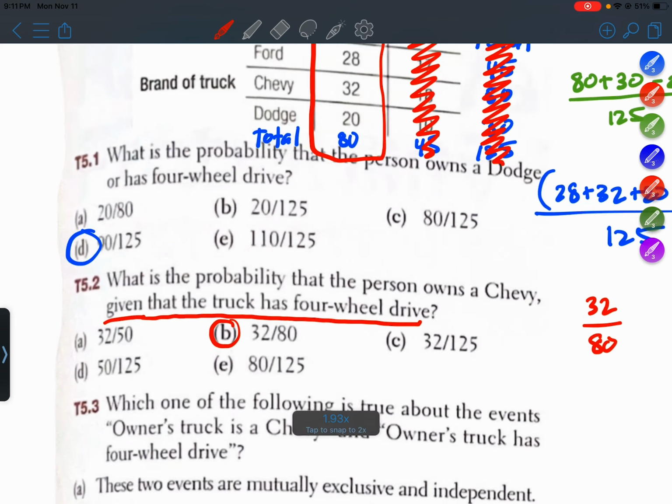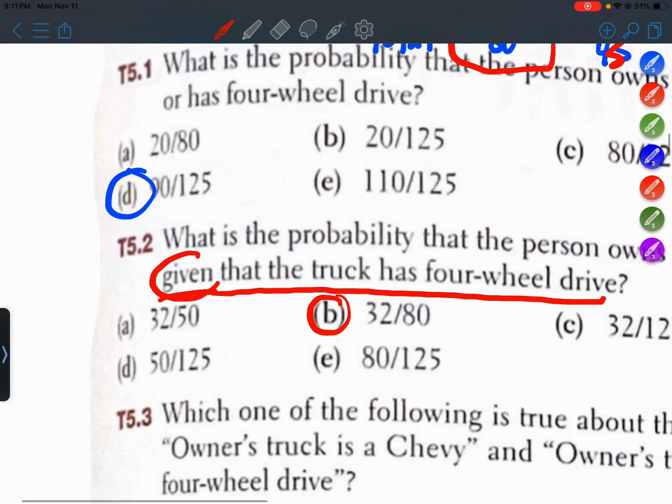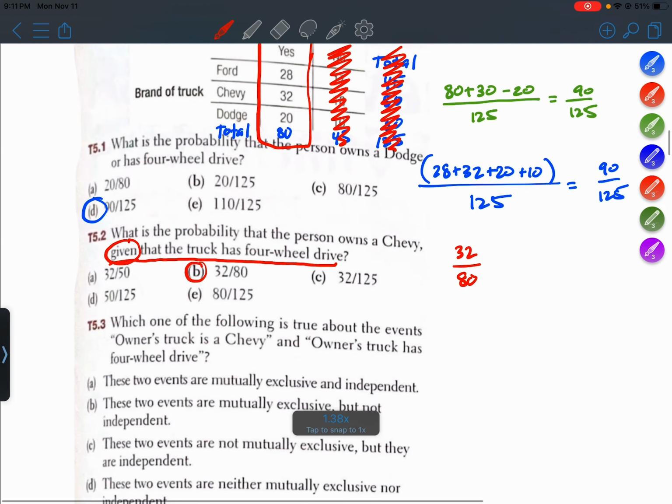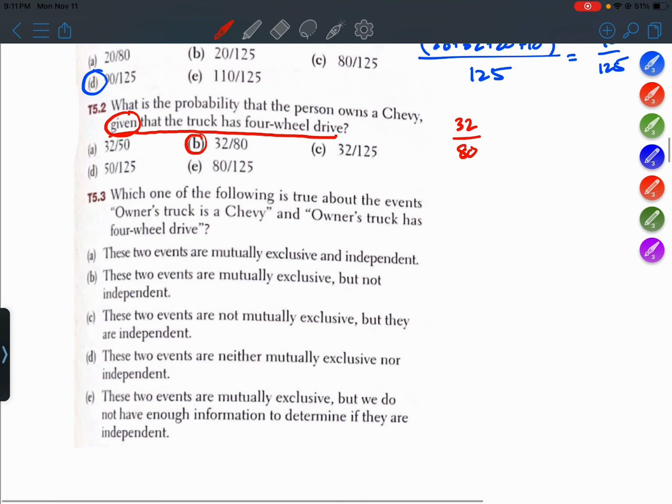The most important thing in this question is that you see the word given. That indicates that we're calculating a conditional probability, and so we're not looking at the total sample space anymore, but just the part of the sample space that meets this condition. They have to have four-wheel drive.